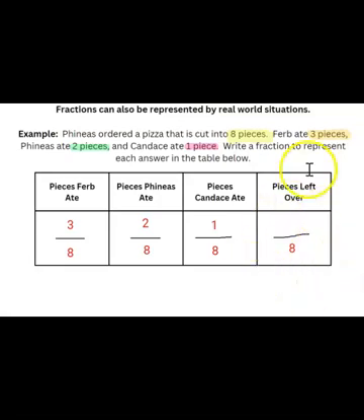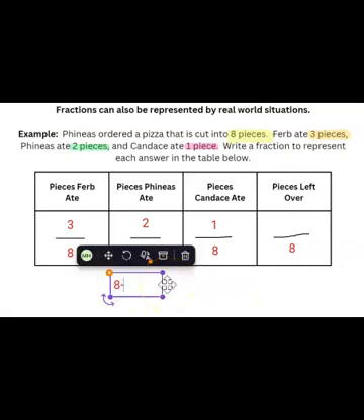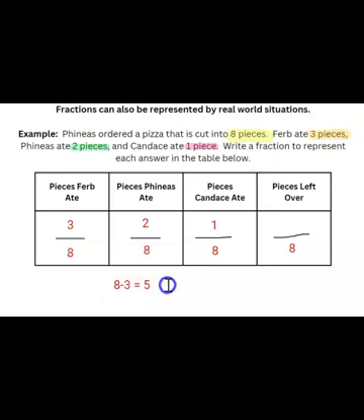Now this one's a little tricky because they did not tell us that information in the scenario, and we're going to have to think through this. If we had 8 total pieces, and these are all the pieces that have been eaten, we just need to figure out how many are left over. So if we started with 8 pieces, and then Ferb ate 3, that means we would have 5 left over.